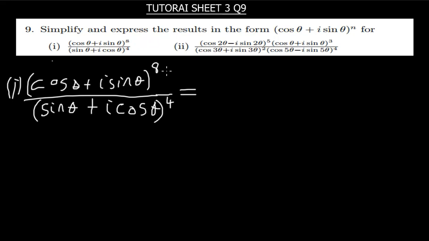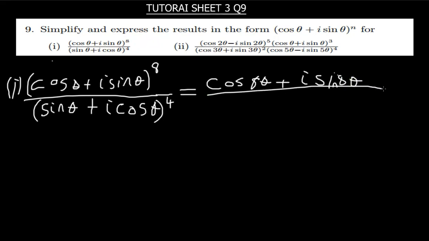Here it is straightforward: you just multiply this power with the theta, hence you are going to have cos 8 theta plus i sine 8 theta. This is what I'm going to have, then everything divided by.